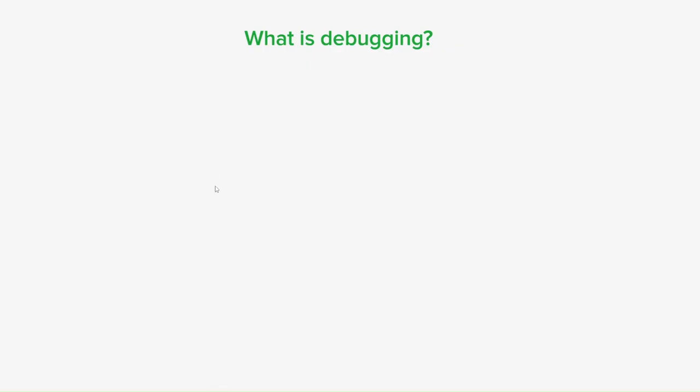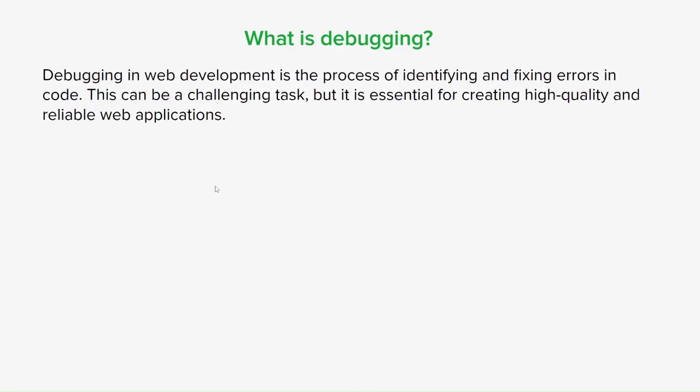So what actually is debugging? It's essentially a process of identifying and fixing errors in your code. It can be a challenging task, but it's really essential for creating high quality and reliable web applications that people will use over and over again.